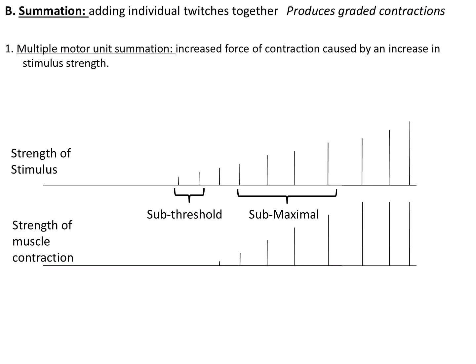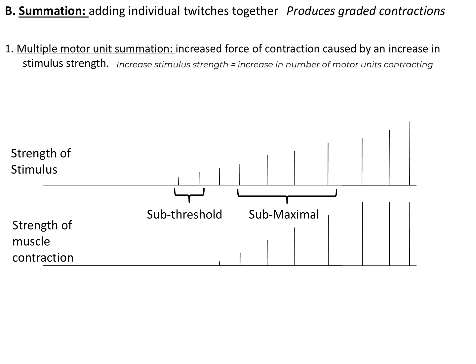Summation involves adding individual twitches together to produce a graded contraction. There are 2 ways to sum twitches. The first way is called multiple motor unit summation or spatial summation. This type of summation results in an increased force of contraction due to an increase in stimulus strength. In this type of summation, an increase in stimulus strength will cause an increase in the number of motor units contracting. As more motor units contract, the force of the contraction gets stronger.